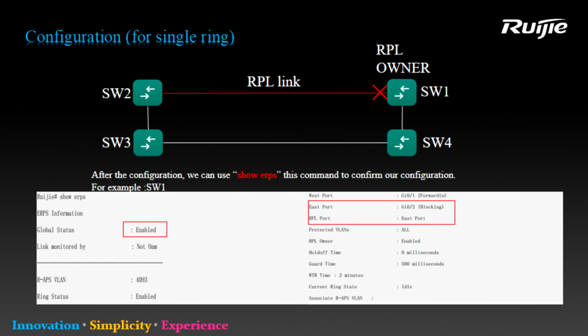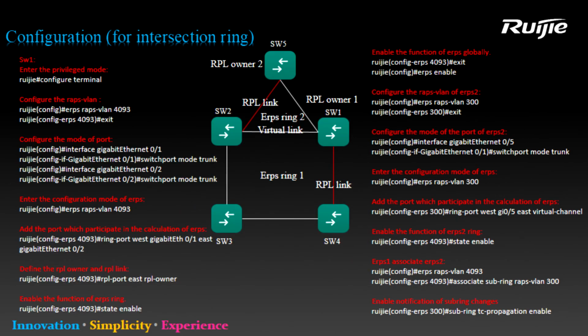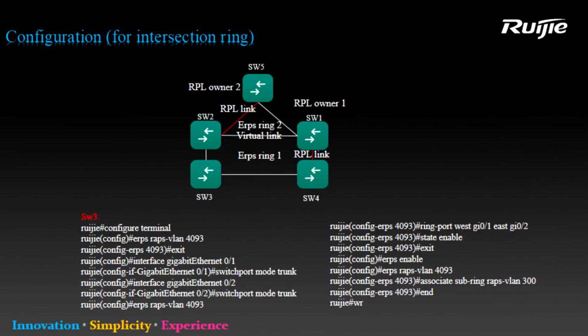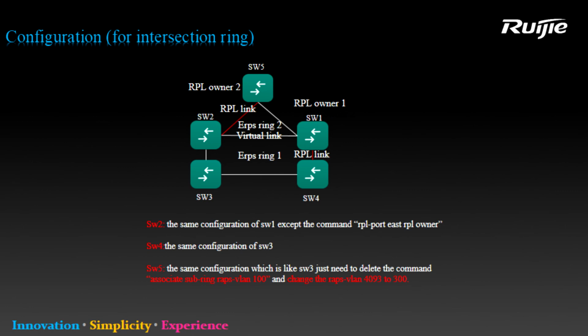After the configuration, we can use show ERPS to check whether our configuration is right or not. As we can see in the picture I mentioned, the status is enabled, and for RPL owner, one of its ports is blocking to prevent the loop. For intersection ring, it is similar to single ring. Only we need to pay attention to is the switch 1 and the switch 2 join 2 rings. So we need to configure 2 rings on them.